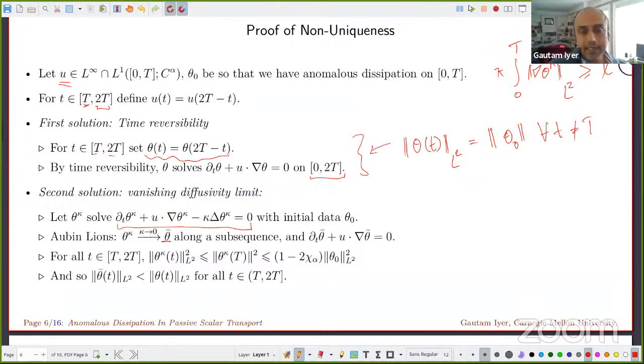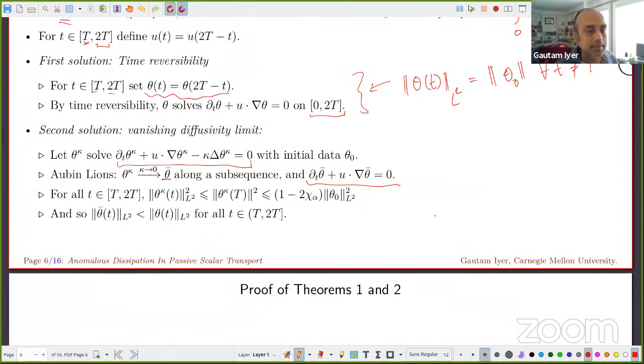Now it's easy to see that theta bar has to satisfy the transport equation, with the same initial data, there's no problem with that. Why is theta bar different from my solution theta? Well, I claim theta bar has lost energy. Theta conserves energy, right? So to see that theta bar has lost energy, let's look.